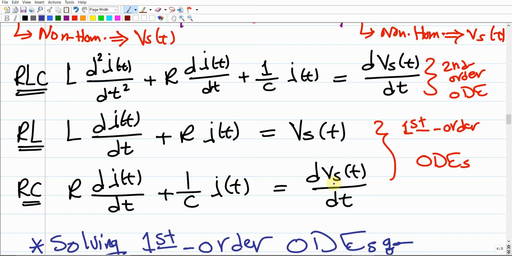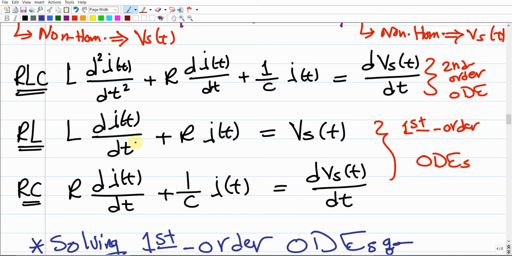So no matter what, whatever for this equation, for the third one, for this RC circuit, no matter what the unknown is, if it is current or if it is voltage source, we still gonna deal with this equation as a first order ODE.